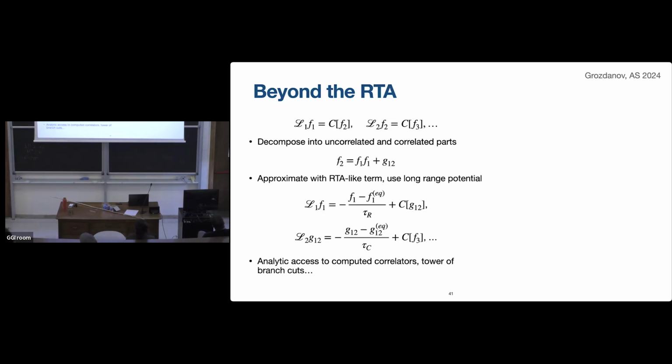G12 equilibrium can be zero, yes. I mean, it depends on the system. So right now I'm just agnostic. I'm just saying what the setup is.